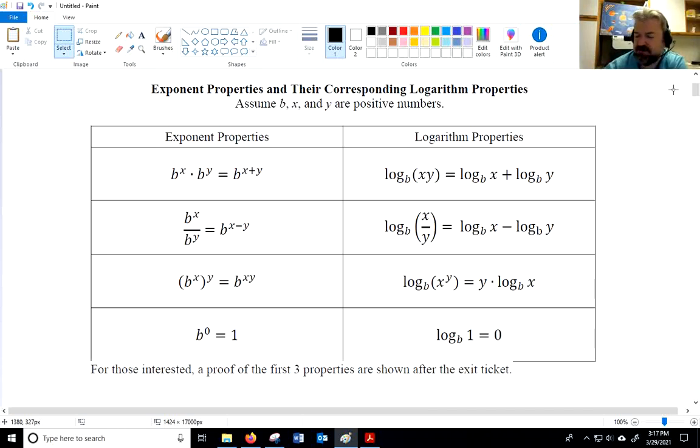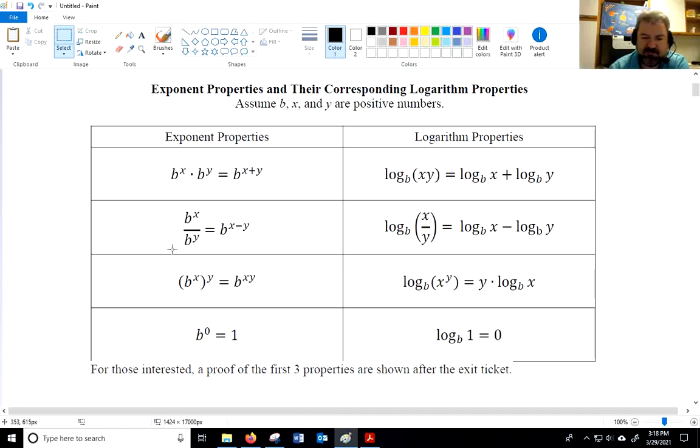We know that if we have the same base and we multiply them, we add the powers. So it turns out with logarithms, if we have the same base and we're adding them, we multiply them. So you can see that it's a little bit backwards. It used to be we would go from times to add. Now we're going from add to times. But the log base b of xy, whenever you have multiplication inside a logarithm, you can split it up and make it addition.